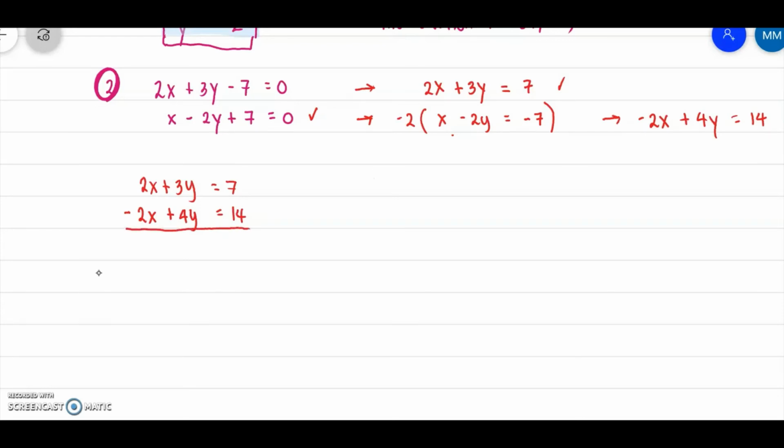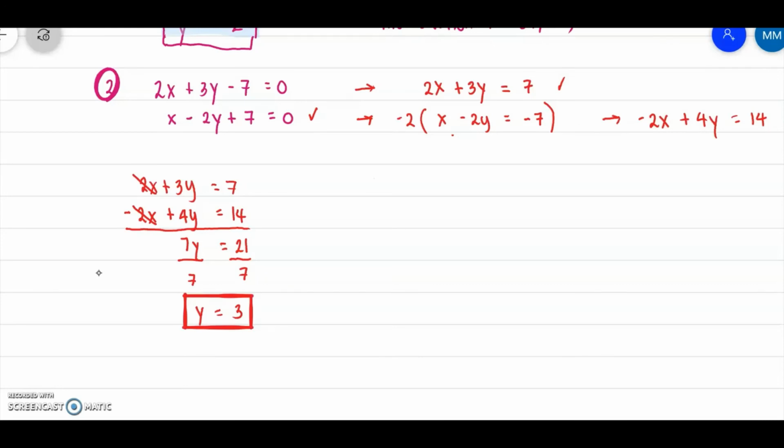Proceed to step 3. Add the two equations to eliminate the variable x. So we have 2x minus 2x, that is 0, so x now is eliminated. We have here 3y plus 4y, that is 7y, equals 7 plus 14 is 21. Solve for y. Divide both sides by 7. Now y is equal to 21 divided by 7 is 3. So y is equal to 3.